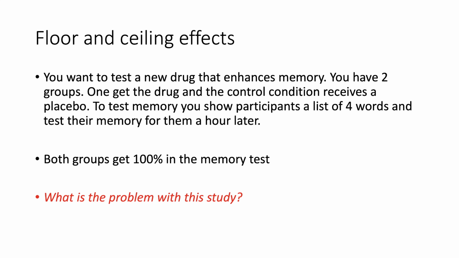It's also important to be aware of floor and ceiling effects. So imagine if you want to test a new drug that enhances memory. You've got 2 groups. One gets the drug, the control group receives a placebo. You show participants in the study a list of 4 words, test their memory for those words in an hour, and lo and behold, you find out that both groups get 100% on the memory test. So what's the problem with a study like this?